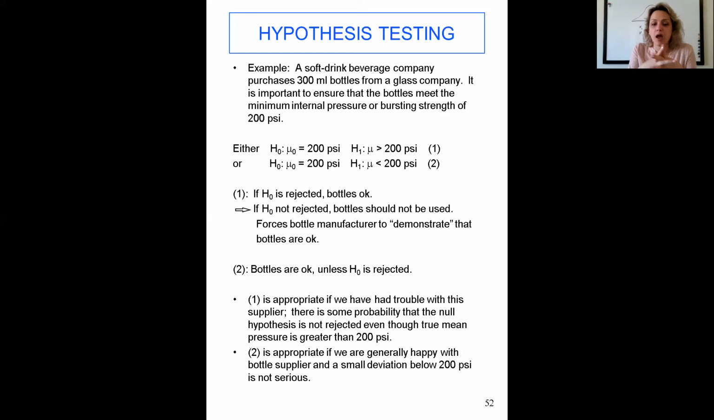So if we have just a little less than 200 psi, that would be fine. When we want to define the alternative hypothesis, it depends on what your standing point is. You might be a customer, a person who checks the safety, or an investor in this situation. So for different experiments, we define a different alternative hypothesis depending on the situation that we have.